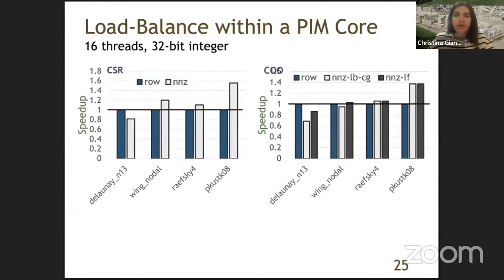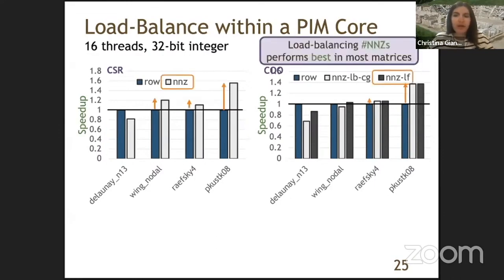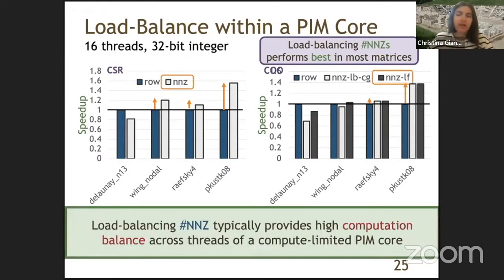Next, we compare two different load balancing schemes: the load balancing of the number of rows versus the load balancing of the number of non-zero elements across multiple threads, using the CSR and the COO formats for the left and the right plot respectively. We observe that load balancing the non-zero elements performs better than load balancing the rows in most of the matrices. This is because load balancing the number of non-zero elements typically creates higher computation balance across the threads of a single multi-threaded PIM core, and it achieves higher performance.